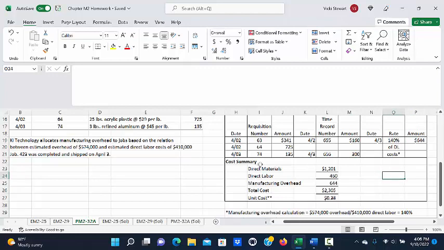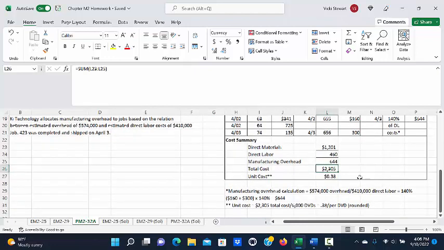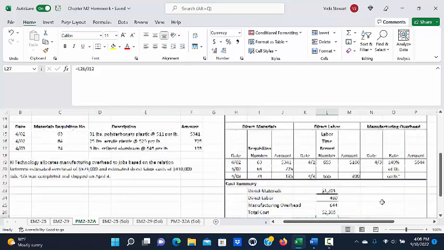The cost summary on the job cost record shows that our direct materials, which would add these three amounts, was $1,201. The total direct labor for the job was $460 and the manufacturing overhead $644, for a total cost for this job of $2,305. And then it asks us to calculate the unit cost. So to determine the unit cost, we take the total cost, $2,305, and divide it by the number of units, 6,000, the number of DVDs, and that gives us 38 cents per DVD rounded.